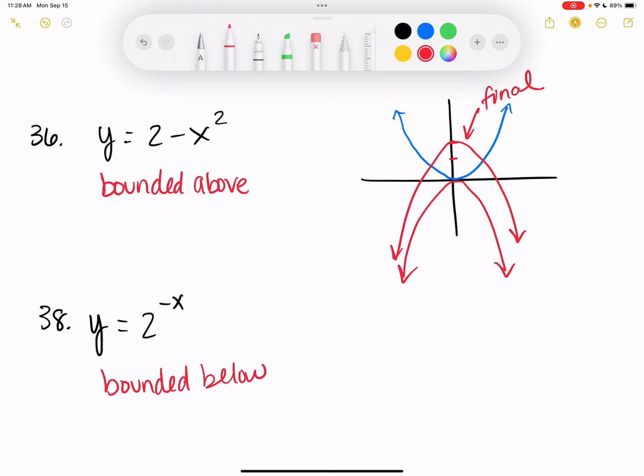Since it never goes past x equals 0. No, it's bounded below because it can't go lower than that. The boundary is the thing you can't cross. Where's the boundary? The boundary is at the bottom, which means it's bounded below.